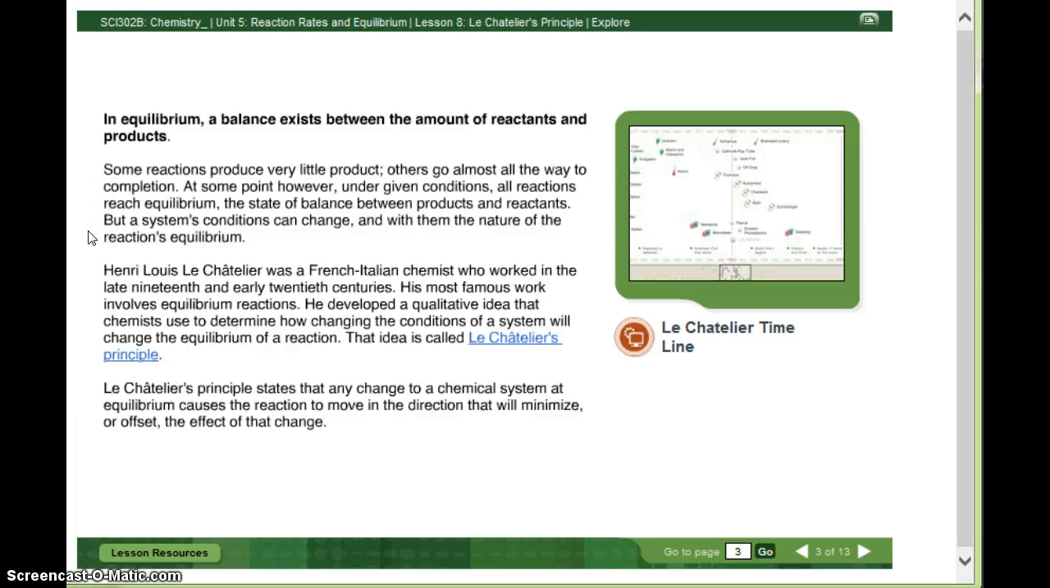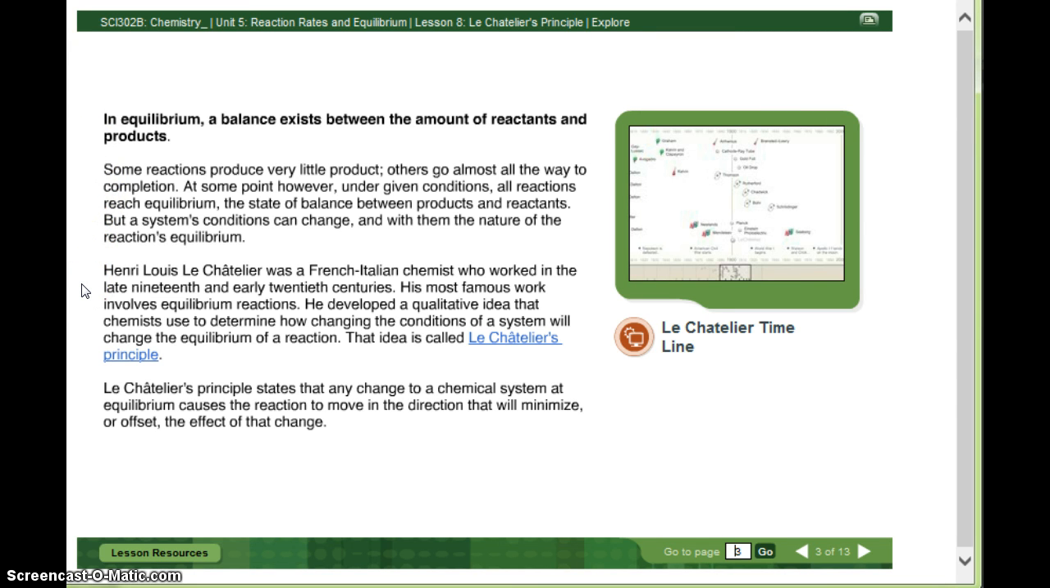But a system's conditions can change, and with them the nature of the reaction's equilibrium. Think about when we talked about dissolving. When can you dissolve more sugar in water? If the water is cold or hot? You can dissolve more if it's hot. Okay? So it's the same idea. The equilibrium can change when there's different conditions.